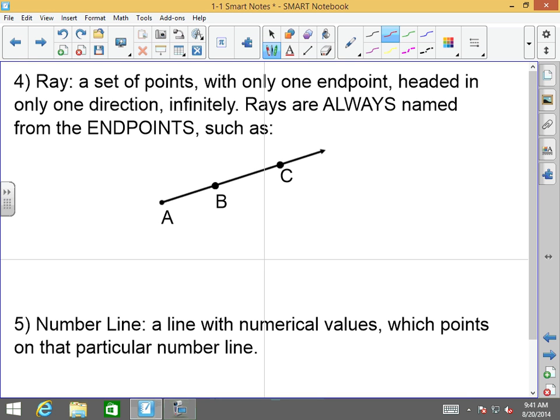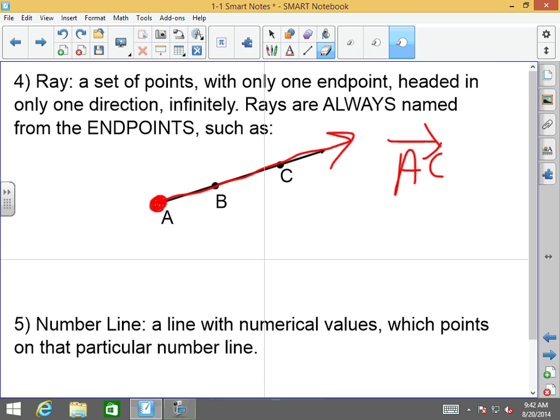So for example, let's look at ray AC. A is my endpoint right over here, and it's shooting through C, going infinitely in that direction towards C. Does that make sense? Okay? So with that in mind, what else can be another ray here, gentlemen?